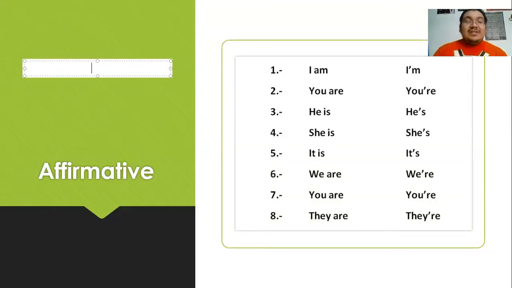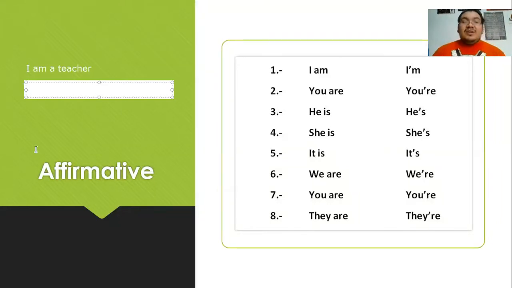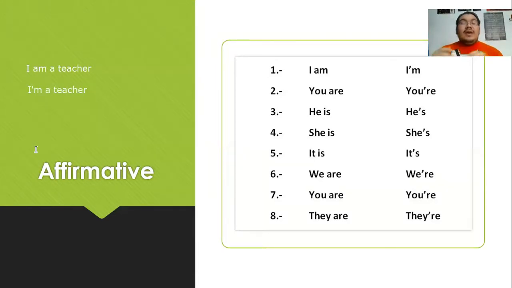I am a teacher. I am a teacher. ¿O es más fácil decir I'm a teacher? I'm a teacher. Entonces, en vez de hacernos una oración con 5 sonidos silábicos, I am a teacher, hacemos una oración con 4 sonidos silábicos, nos ahorramos uno. I'm a teacher. Y así es como podemos producir fluidez al momento de hablar el idioma, porque es mucho más sencillo pronunciar I'm que pronunciar I am, ¿no?